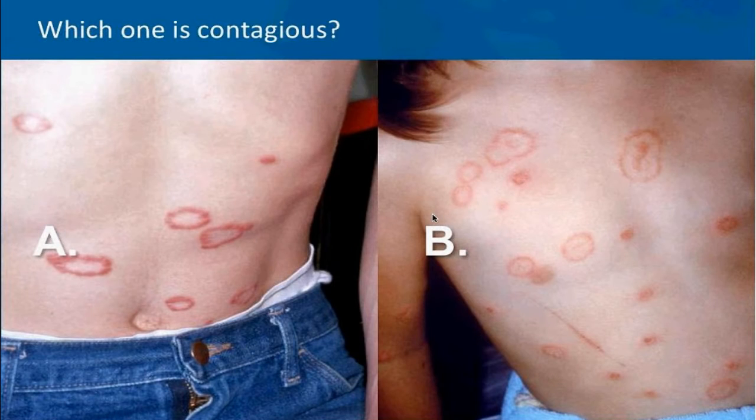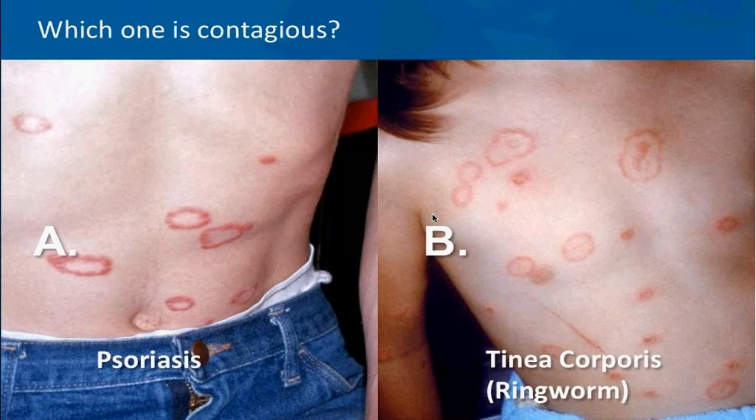So here's your first quiz. Which one of these two cases is contagious? On the left is a 20-year-old man, and on the right is a young child, probably about 4 or 5 years old. So which one of these two cases is contagious? When you look at them, they're both annular scaling plaques with the erythematous rim. So the answer is the patient on the right, but you can see how similar these two patients look, and so it's very hard to tell these two diseases apart.